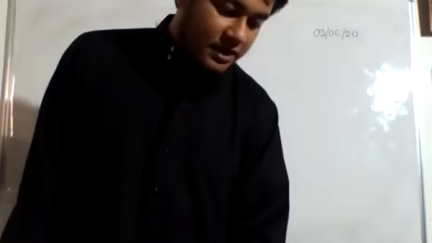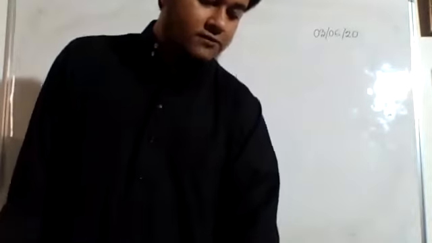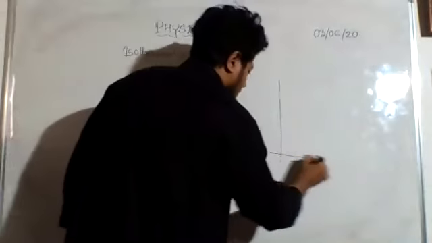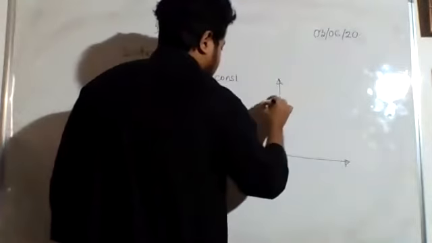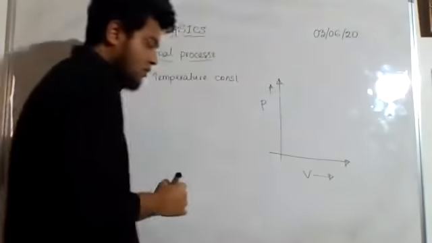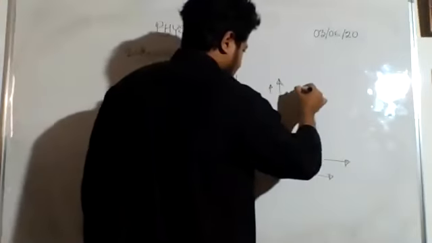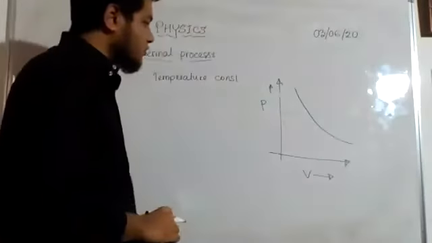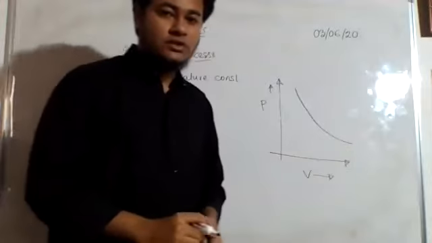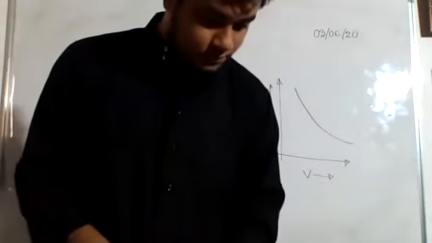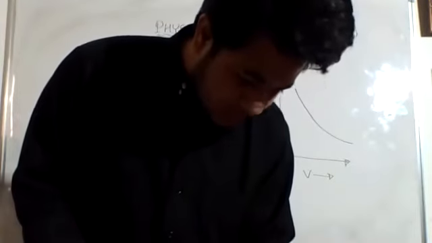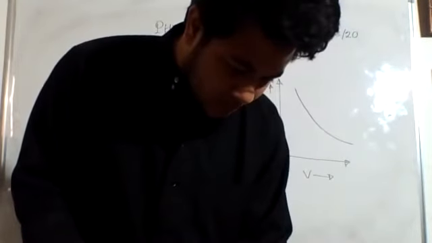The PV curve of the isothermal process is shown in figure 1.5. Yes, this is the graph that we are talking about. Pressure along the y-axis and volume along the x-axis, and the graph will look like this. As you can see, the volume is increasing and the pressure is going down. The inverse relation, if you remember. Now, the PV curve we saw is a rectangular hyperbola.